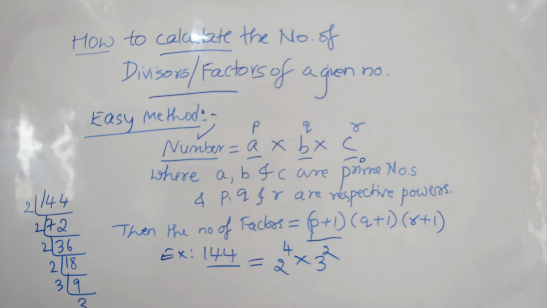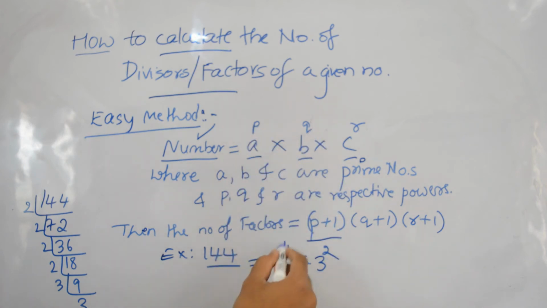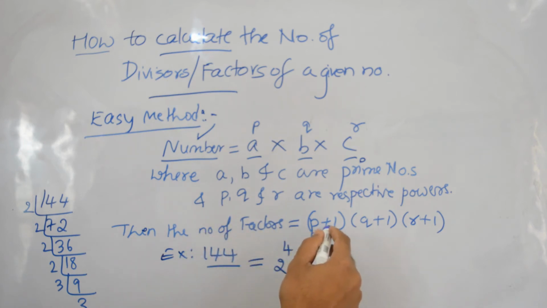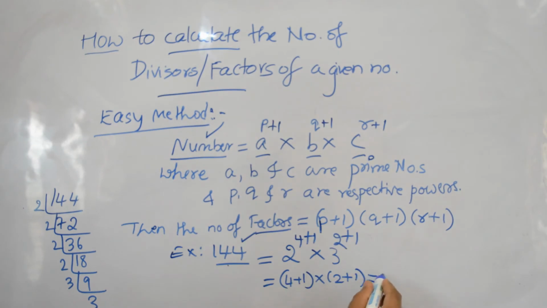So we have expressed the given number 144 in the form a to the power p into b to the power q. Here p is equal to 4 and q is equal to 2. In order to find the number of factors, we add 1 to the powers and multiply them: 4 plus 1 into 2 plus 1, that is 5 into 3, equal to 15. So the total number of factors of the given number is 15.